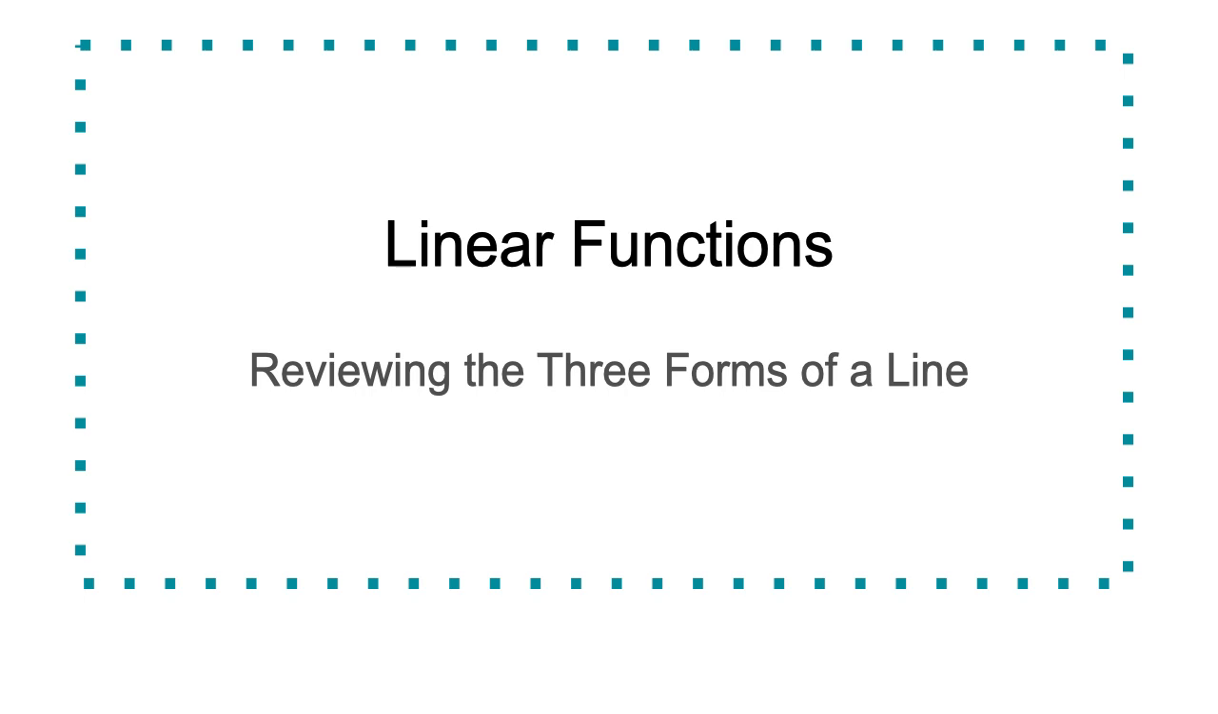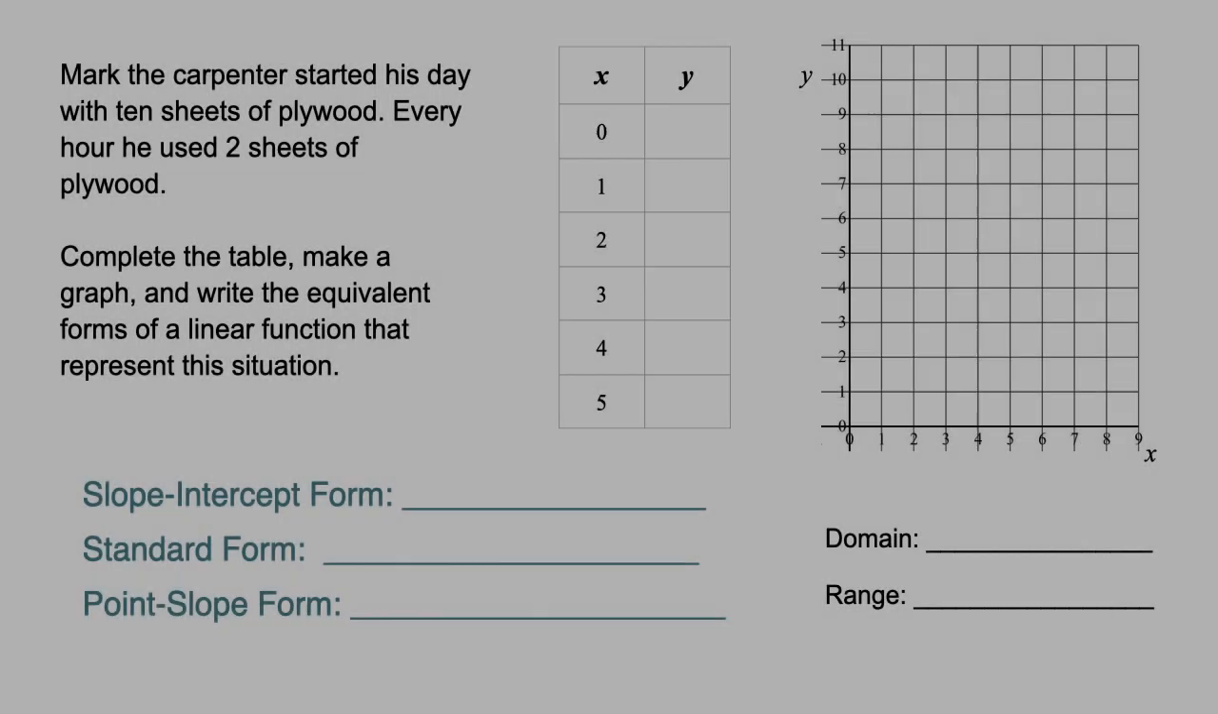In this lesson, we'll review linear functions, specifically the three forms of a line, the slope or rate of change, and the y-intercept or initial value. And we'll start with a contextual problem.